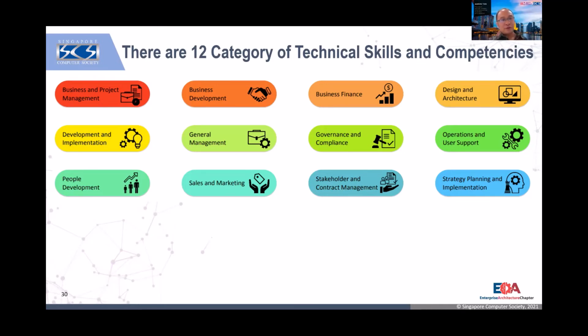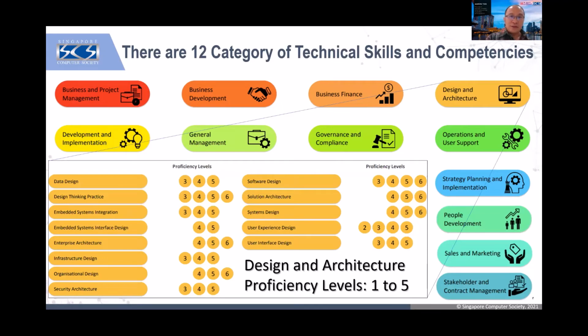We need to have well-rounded knowledge, which I'm going to share with you shortly in a deep dive into each of the roles. So, for instance, in the design and architecture category, they expect architects to have proficiency in data design, design thinking practice, embedded system integration, enterprise architecture, infrastructure, organization design, security architecture, software design, solutioning, and system design. So many expectations apply if you carry the title of architect. If you don't carry the title of architect, well, nobody knows. But when you carry the title of architect, you need to possess this type of skill.